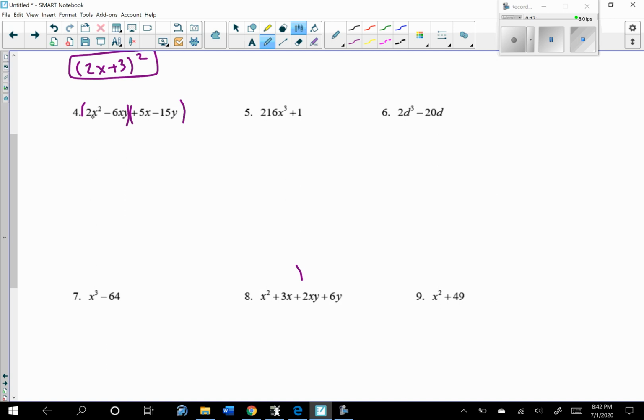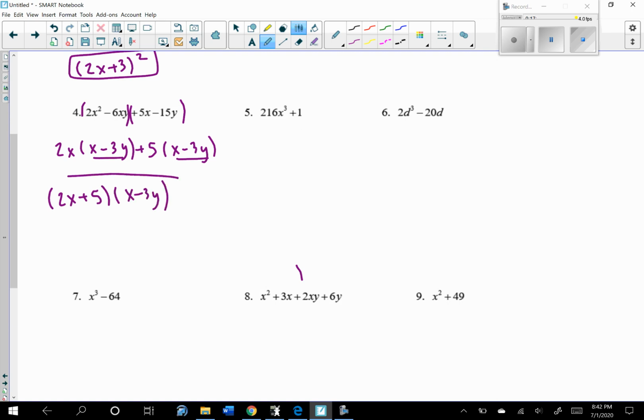For this, first I take out the GCF of the first binomial set, which would give me 2x, so that becomes x minus 3y. Here I can factor out a positive 5, so that becomes x minus 3y. These are the same, so I can do my factor by grouping. So 2x plus 5 times x minus 3y. And then these do not factor any further, so that would be it.